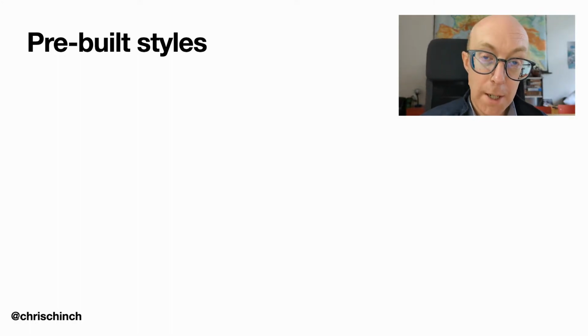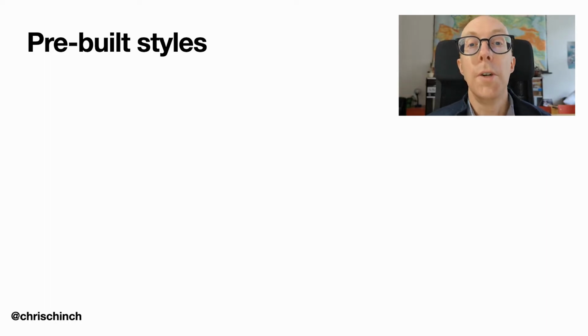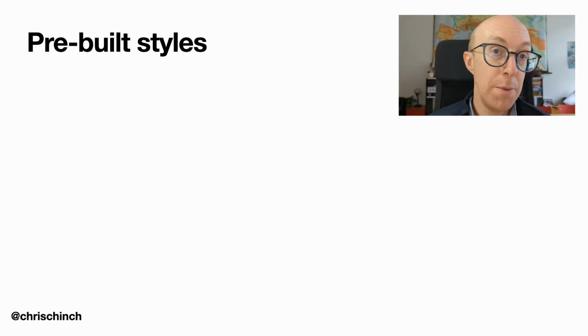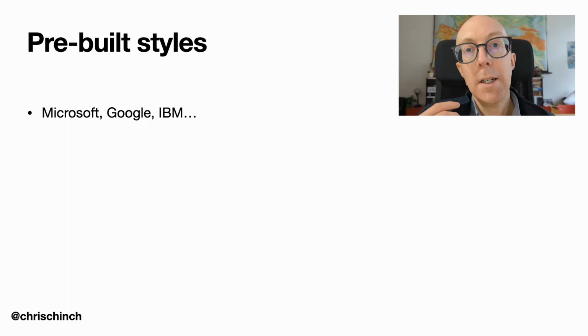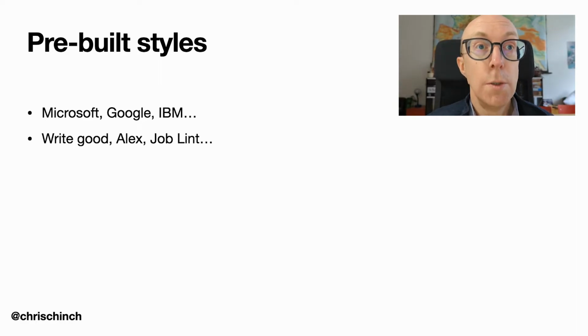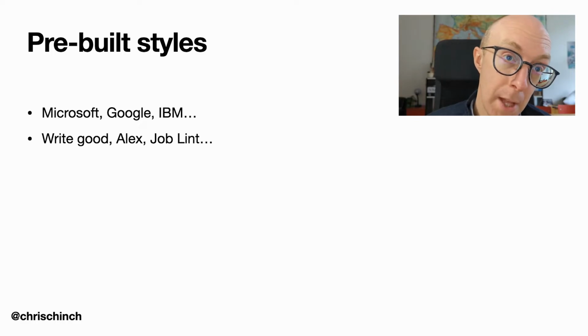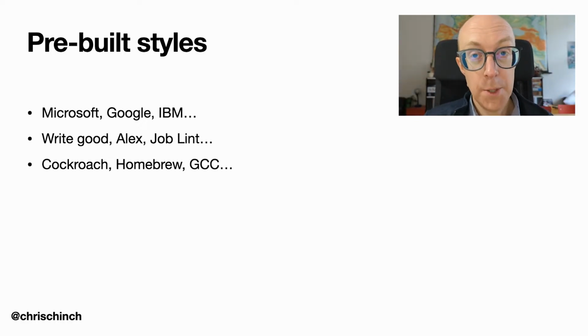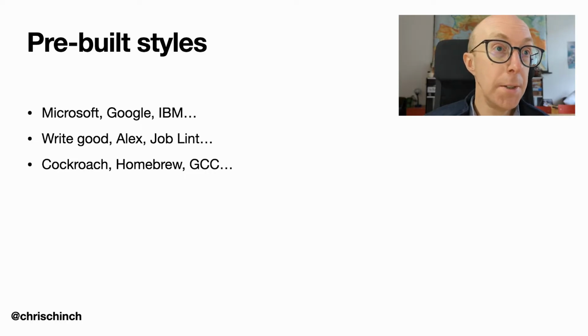The power of Vale comes from its pre-built styles and the styles you can create as well, which are a series of YAML files that represent rules. Let's have a quick look first at some of the pre-built ones. These come in various guises, created by the maintainers, created by the community, and created by the people who actually create these style guides in the first place. Things like the Microsoft, Google, IBM style guide. And then, as I mentioned earlier, also things like WriteGood, Alex, Proselint. These have all been replicated as Vale pre-built styles. And then kind of in-house style guides, sometimes created by the teams that use them, sometimes created by others. Cockroach, Homebrew, GCC, many others.